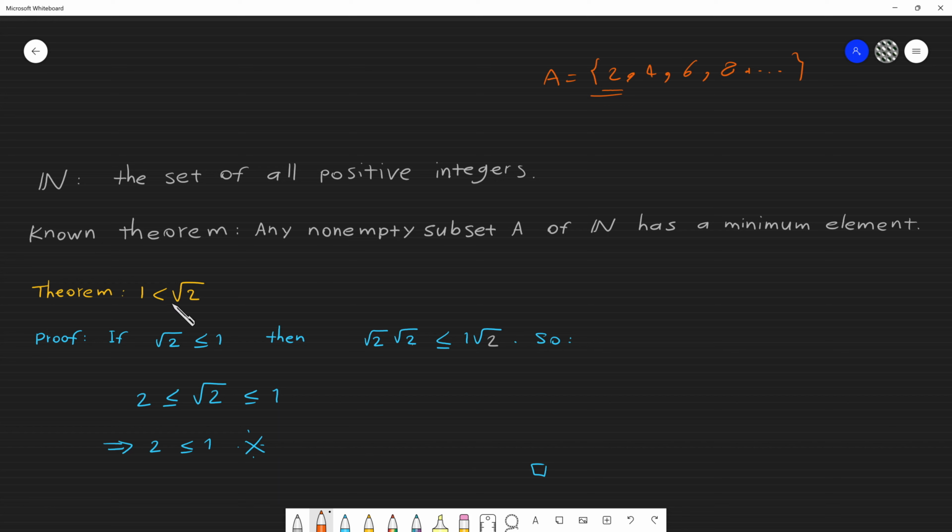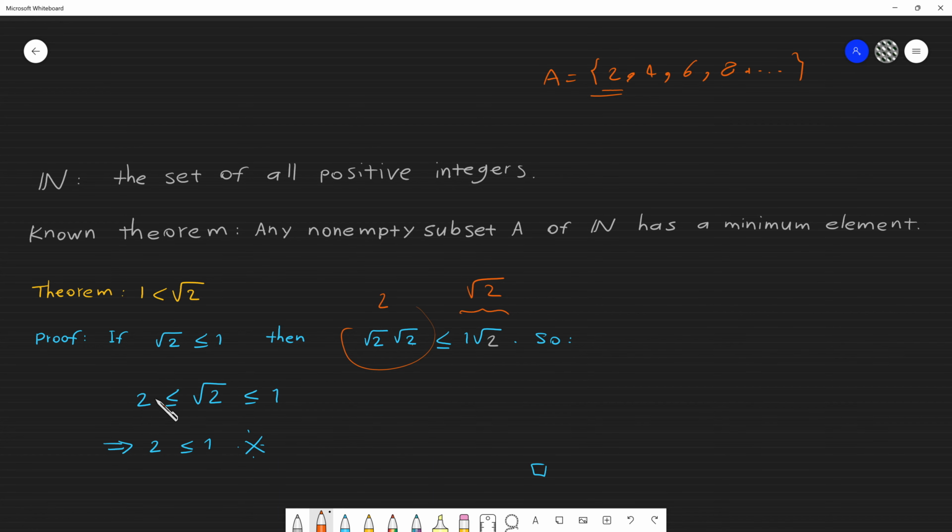Theorem: 1 is less than square root of 2. We prove it by contradiction. If 1 is not less than square root of 2, then square root of 2 is less than or equal to 1. If we multiply both sides by square root of 2, which is a positive real number, then we have square root of 2 times square root of 2 is less than or equal to 1 times square root of 2. So this is 2, and this is square root of 2.